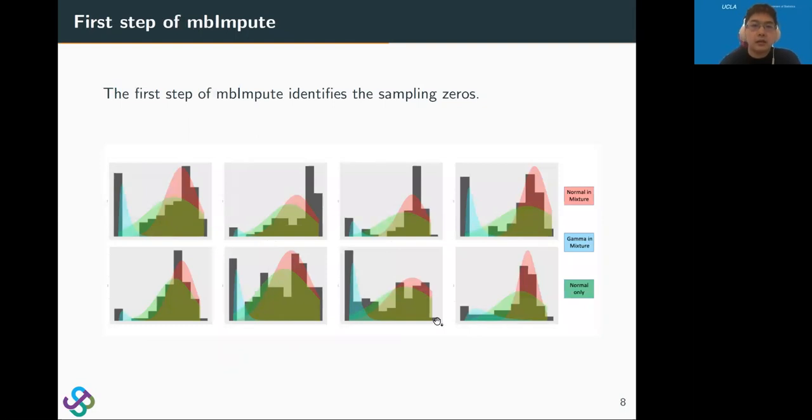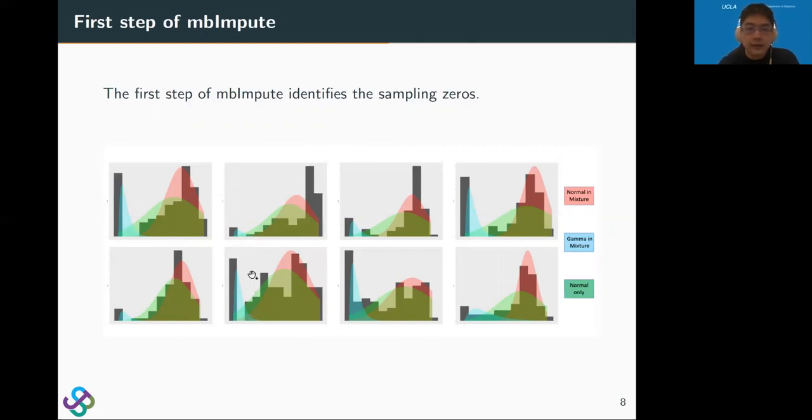Okay, so as I have said, the first step, we want to identify those sampling zeros. So here I randomly picked 8 taxa and plot the histogram. Here you can see that it usually has 2 modes. The one mode contains a lot of zeros on the left-hand side, and the other mode is basically non-zeros on the right-hand side. So we have employed a gamma normal mixture model to fit this kind of distribution.